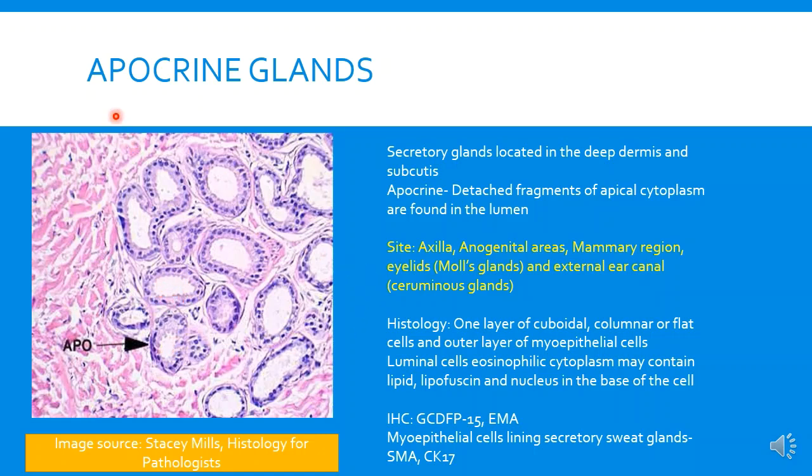For apocrine glands, remember these two A's, axilla and anogenital areas, because apocrine glands are concentrated more in the axilla and the anogenital areas. AAA, it is easier to remember: apocrine, axilla and anogenital areas. Histology wise, there is one layer of cuboidal or columnar or flat cells depending on the secretory activity, and an outer layer of myoepithelial cells. The luminal cells contain eosinophilic cytoplasm, which is rich in lipid, lipofuscin, and the nucleus is present in the base of the cell. IHC wise, apocrine glands are positive for gross cystic disease fluid protein 15 and EMA. Myoepithelial cells lining the secretory sweat glands are positive for SMA and CK17.